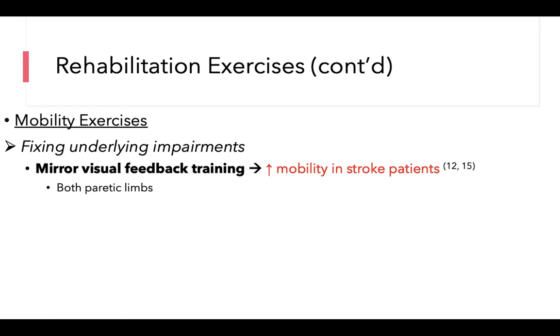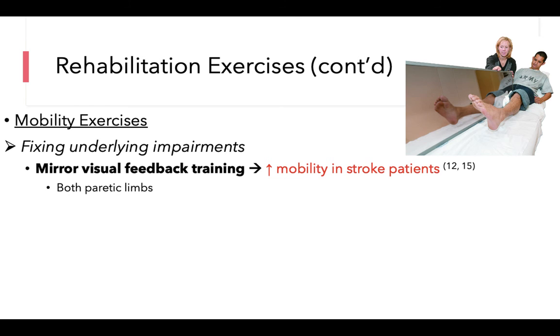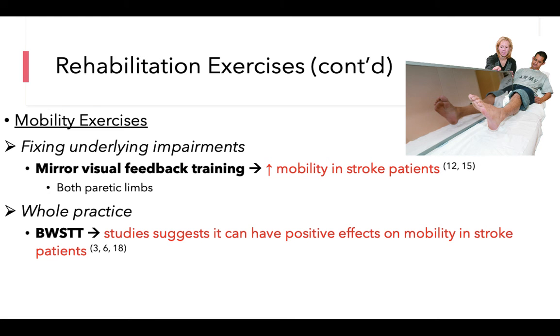For her mobility exercises, I thought she could start off doing some mere visual feedback training to help fix her underlying impairments, because there's also research out there suggesting that it can increase mobility in stroke patients. And then overall, I took a whole practice approach, so I'd have her do body weight support treadmill training, because there's a lot of research out there suggesting that it has high efficacy for improving mobility in stroke patients.